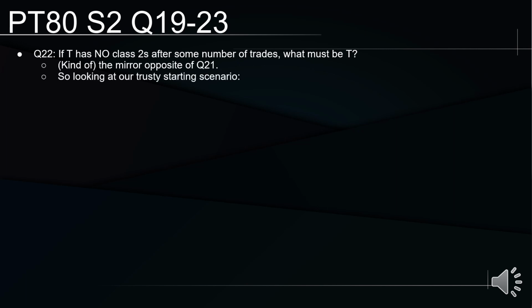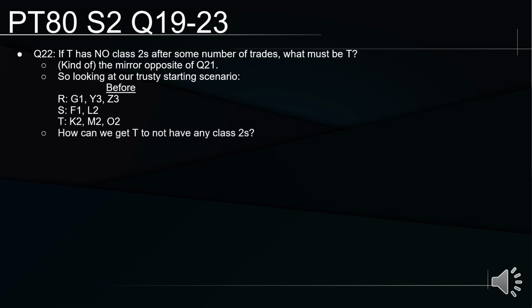So moving on to 22. If T has no class 2 buildings after some number of trades, what must be true? This is kind of the mirror opposite of question 21. So looking at our trusty starting scenario here, which of course you should be familiar with by now, we've seen it so many times. How can we get T to not have any class 2s?